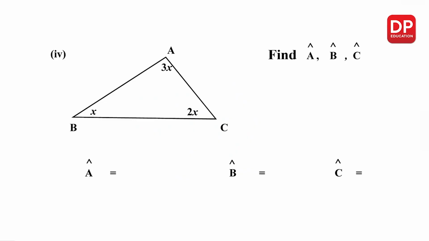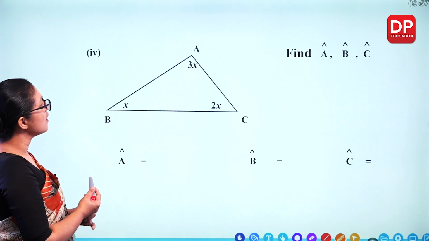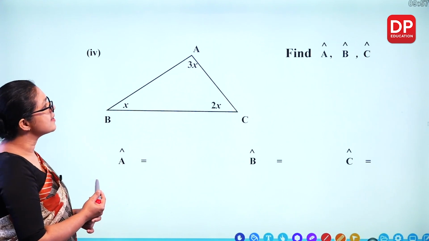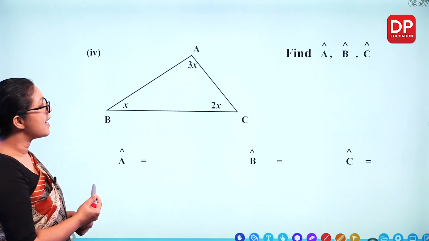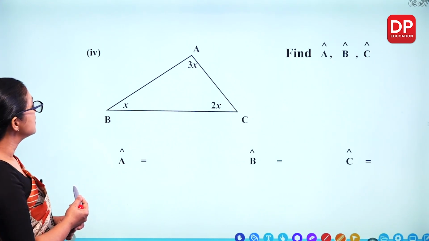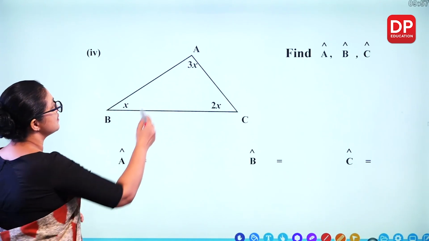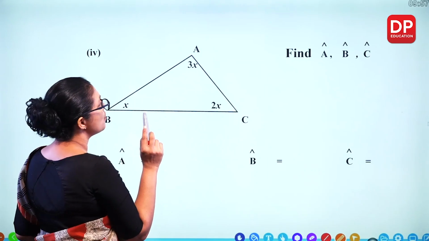Look at this one. 3x, x and 2x. Find angle ABC. So how can we find angle ABC? A is 3x, B is x, and C is 2x.